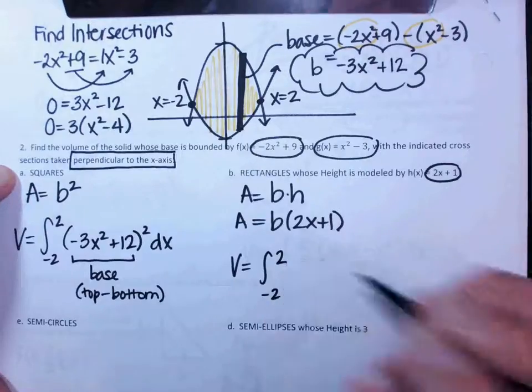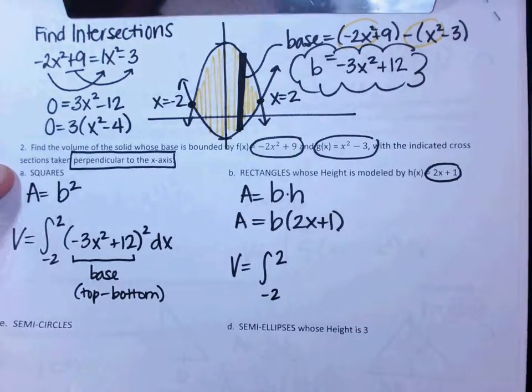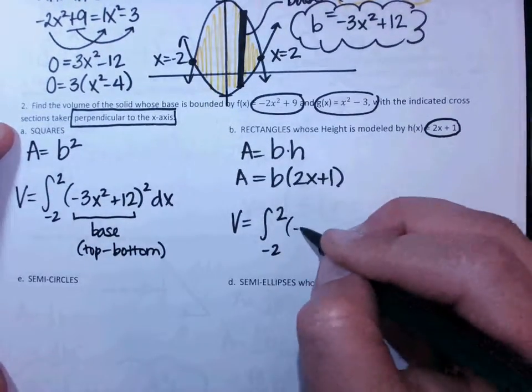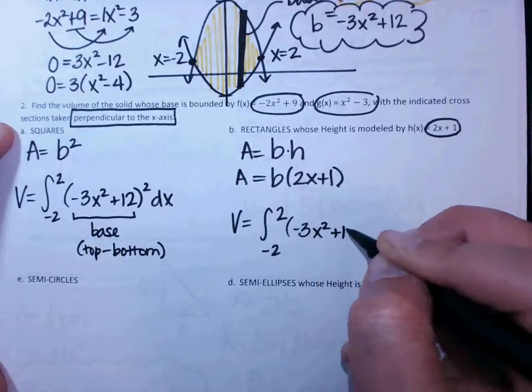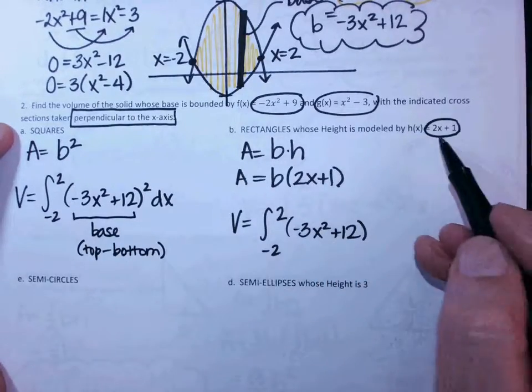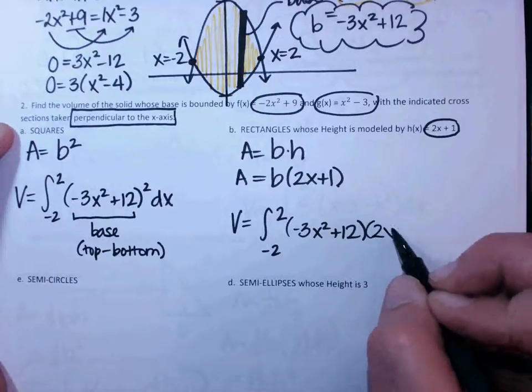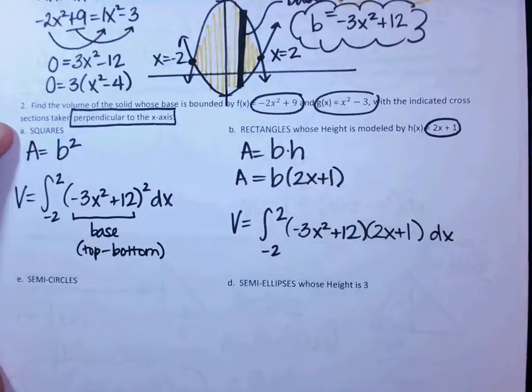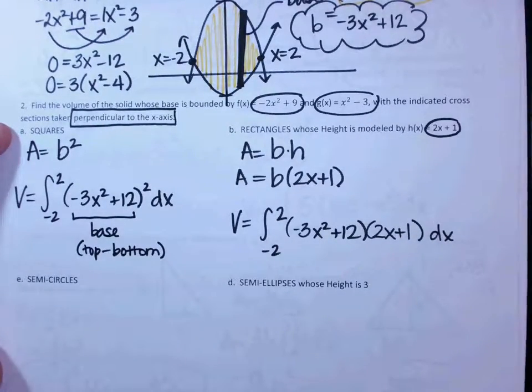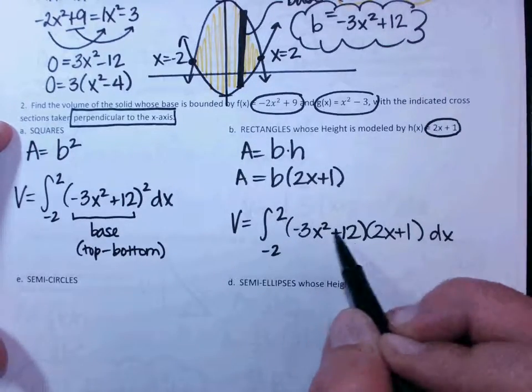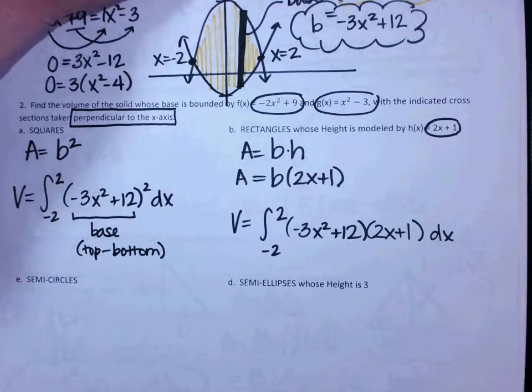Negative 2 to 2. What is my base substitute here? And then what's my height substitute? 2x plus 1 dx. And then if you were asked to do that, that would either have to be in the calculator or you would have to times all that in and it would take forever, but you could do it, right?